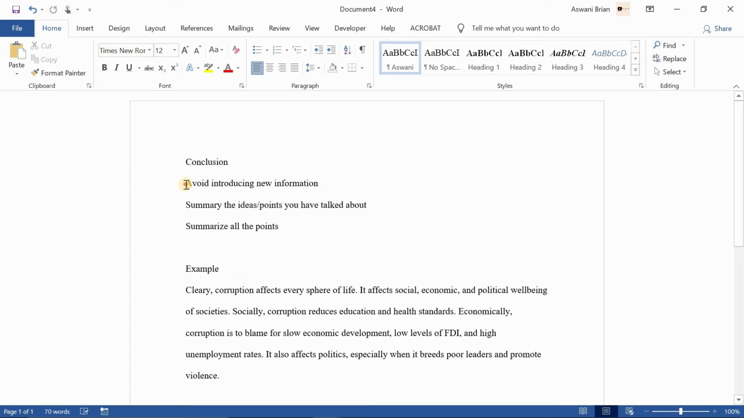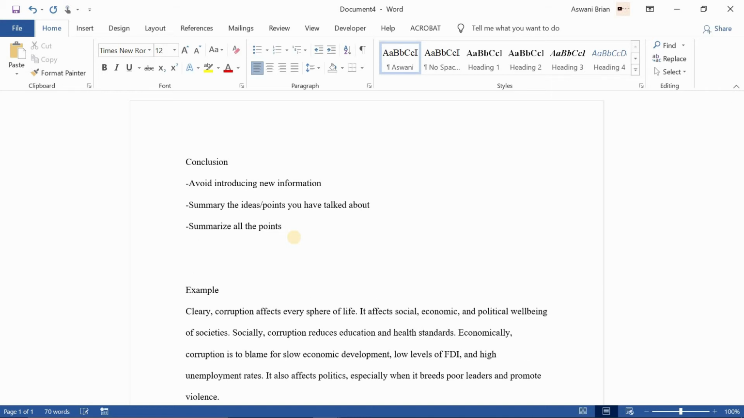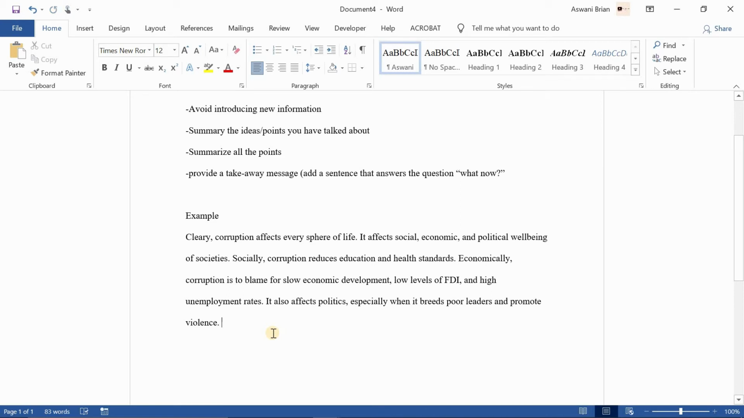So it's important to avoid introducing new information in the conclusion. Make sure you summarize all the points that you had. And then the final thing you can do in the conclusion is provide a takeaway message. Just add a sentence that answers the question: what now? At the end, what should your readers do after reading the paper? So in this case, let's just do a what now message.